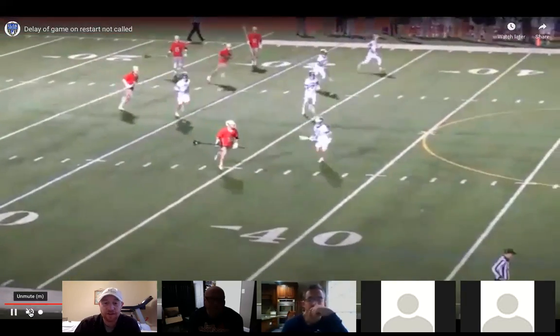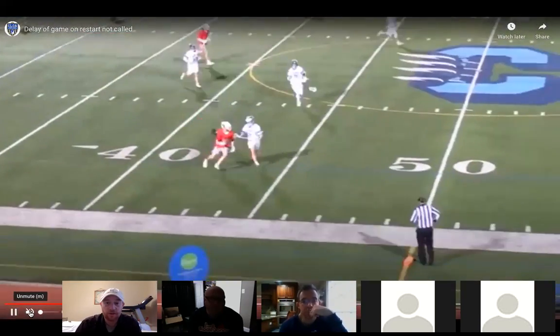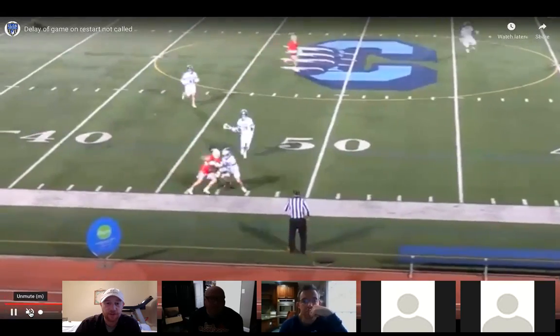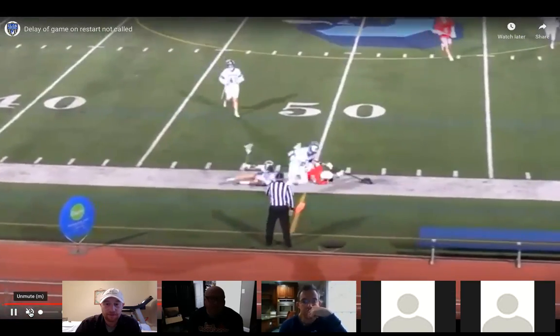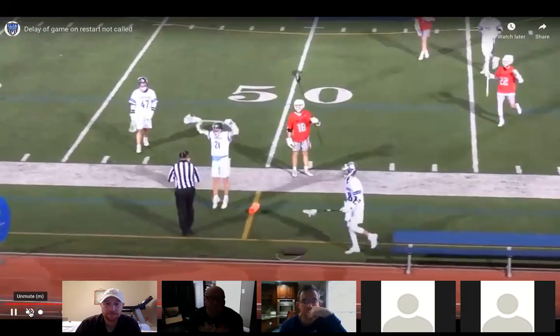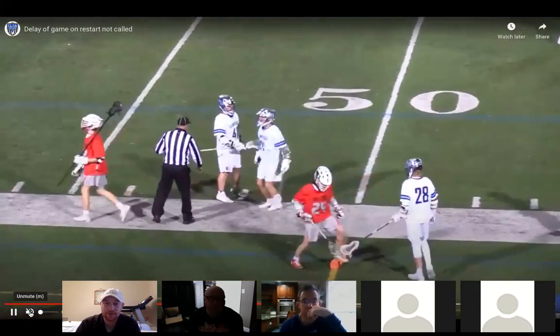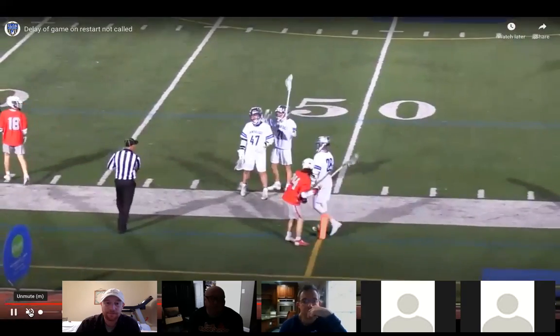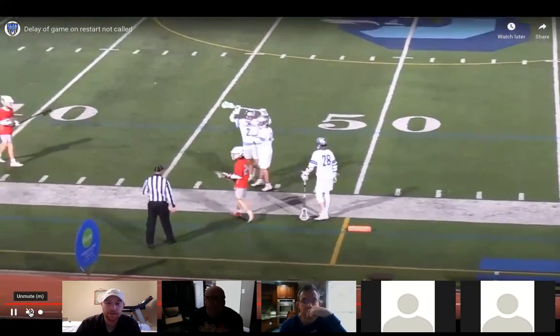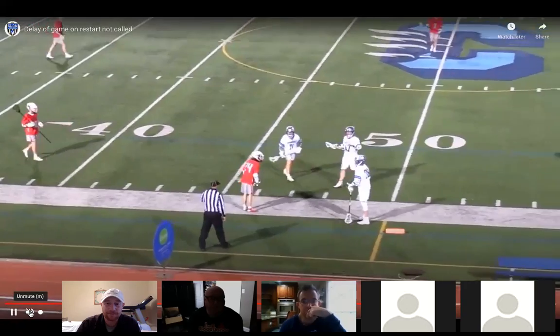So red has possession of the ball, running towards the sideline. The official's in the correct position. He's right on the 50. Ball rolls out of bounds. Referee calls a holding on white, signals it to red because white pulled him down to the ground. He tells the red guy where the ball is going to restart. Watch where white is.